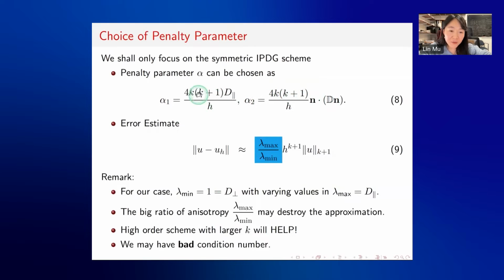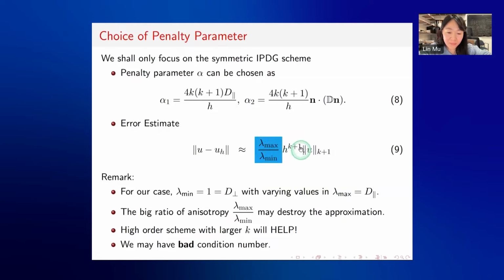Then if we do the error estimate rigorously, one may find the error measured by the L2 norm is bounded by some constant C times h to the power k plus 1 and some norm in terms of the exact solution u. Then this factor is lambda maximum over lambda minimum. Usually lambda minimum equals 1 for our problem. Then we have lambda maximum equals D parallel. If we check the strongly anisotropic problem, this ratio is up to 10^6, which means it's very big.